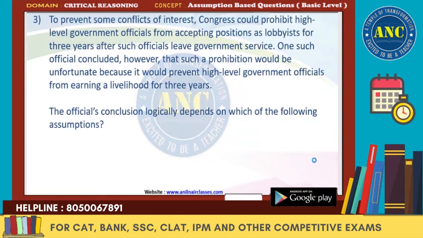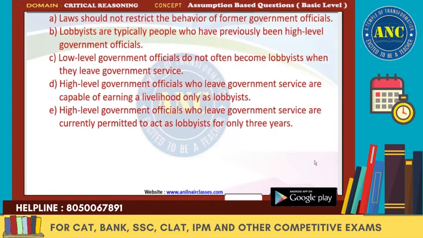So what does the official argue here? The official argues that prohibiting high-level government officials from accepting positions as lobbyists for 3 years would prevent the officials from earning a livelihood for that period. And the reason tacitly excludes the possibility of such officials earning a living through work other than lobbying. If you look at the options, among these 5 options, option D is the one that expresses that tacit assumption, right? Hence, this is the best answer or the best correct choice.